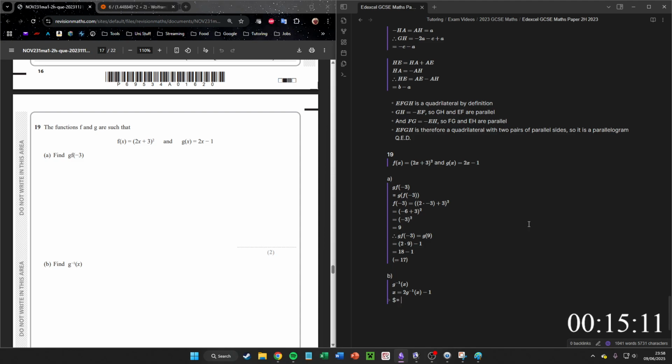And then we can just solve. It's really simple actually now. x plus 1 equals 2y. The inverse, of course, is equal to (x plus 1) divided by 2. So g inverse of x is equal to (x plus 1) divided by 2. Sorry, I should put that as final answer in brackets.